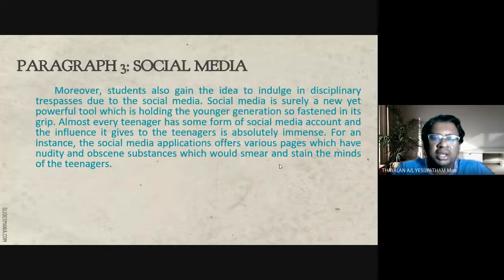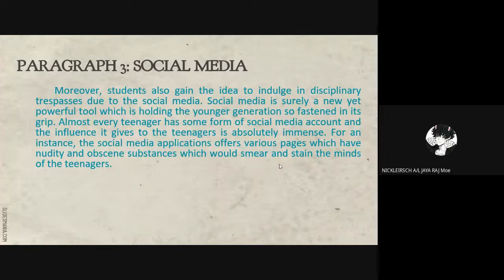All right. Social media. Another volunteer. Do I have another Form 3 volunteer in here? Yes, sir. Yeah? All right. Can you read?